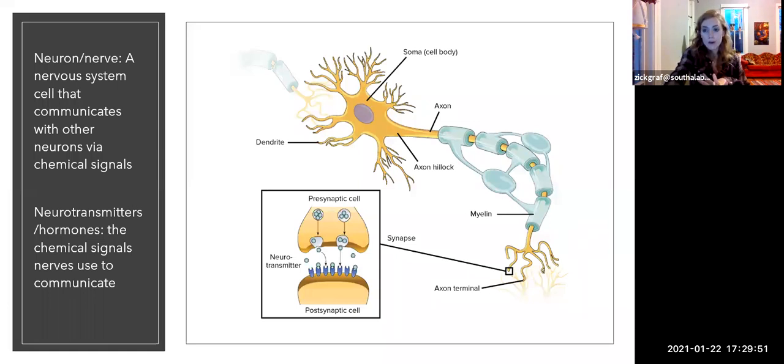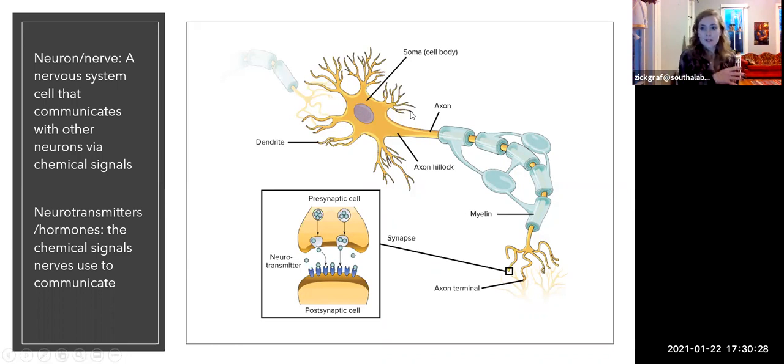Okay, so a neuron, also called a nerve, is a nervous system cell that communicates with other neurons via chemical signals. These chemical signals are in the form of neurotransmitters. What neurotransmitters actually are is little clumps of protein that have a specific shape, and that shape fits into a receptor like a key into a lock. So all neurons have dendrites, which is where they produce receptors, and they have axons, which is where they produce neurotransmitter.